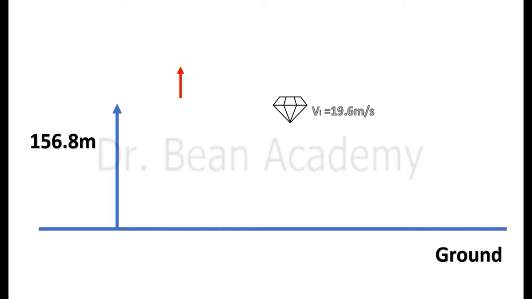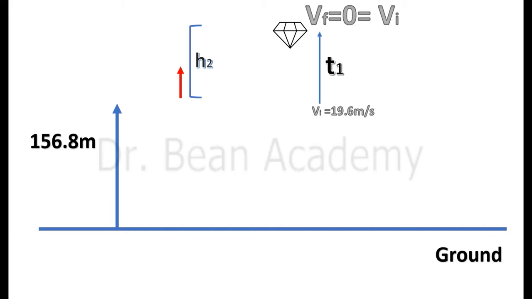And then it will reach a height, of course, because gravity is now working on it continuously, and it will get slower and slower, and finally it will stop for a moment, and then it will start falling down. At the moment when it reaches the maximum height and stops for a moment, just observe that it will have risen up to a certain height, which I am calling h2, because it started its journey as a free stone from the height of 156.8 meters.